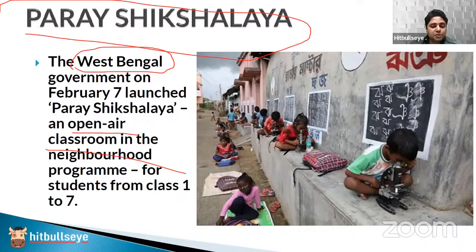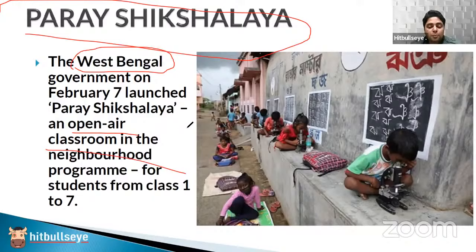As you can see in the picture, Paray Shikshalaya means that just because of COVID-19, so many schools are not able to conduct full-time classes, so many councillors, MLAs, etc., are setting up makeshift infrastructure in open spaces like community centers, parks, gardens, or other public places, or maybe in a street as well, where students can come out, they can maintain social distancing, and they can learn something.